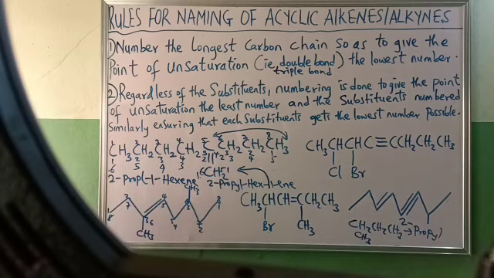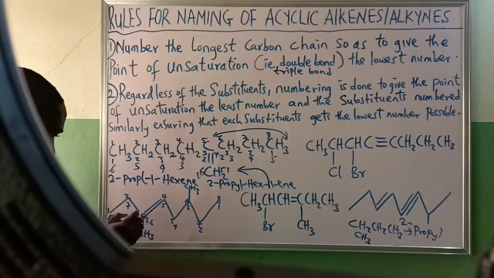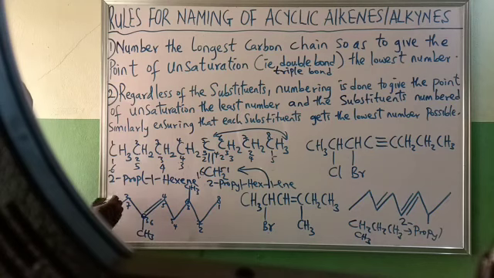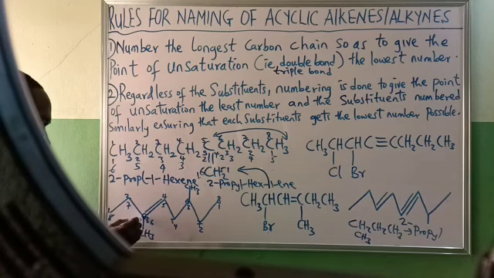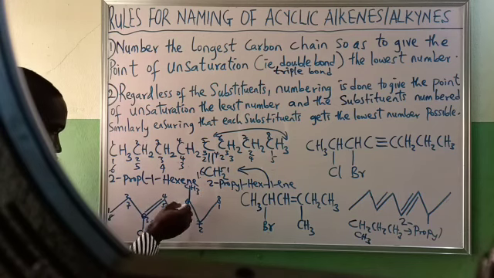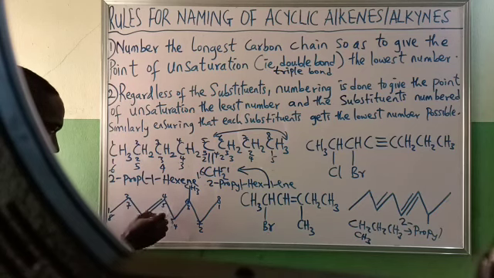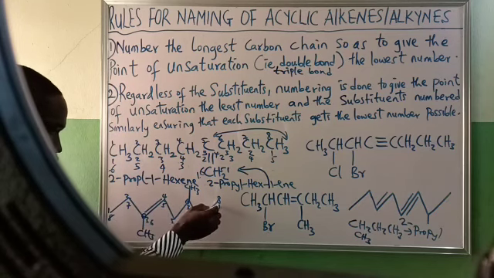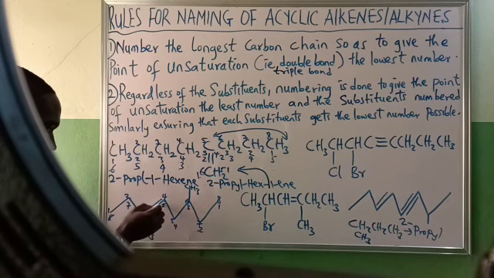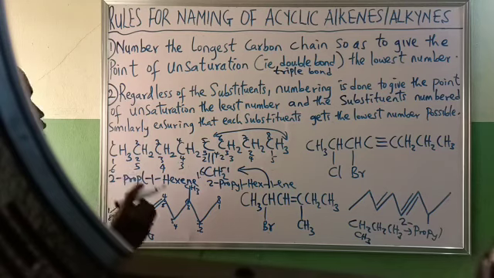Okay? Now you see that if you follow this way, this carbon here is the one carrying this double bond. 1, 2, 3. This carbon here will be the one carrying this double bond. Whereas when you follow this way, 1, 2, 3, 4, 5, carbon 5 will be carrying the double bond. Question now is, which one should we follow?